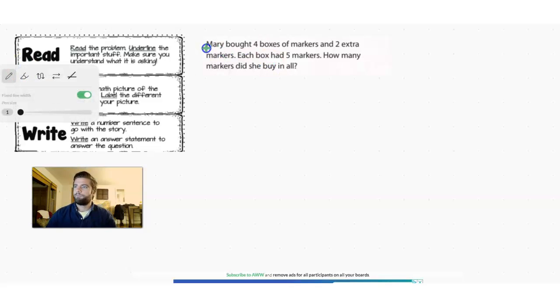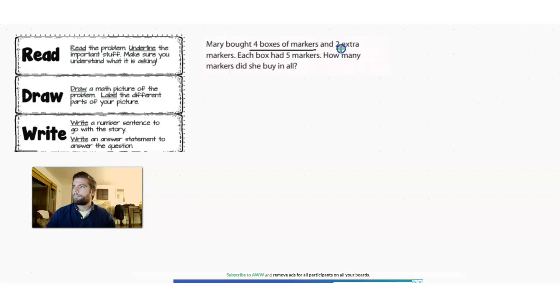So here's the next one. Mary bought 4 boxes of markers and 2 extra markers. That's going to be important. Each box had 5 markers in it. How many markers did she buy in all?